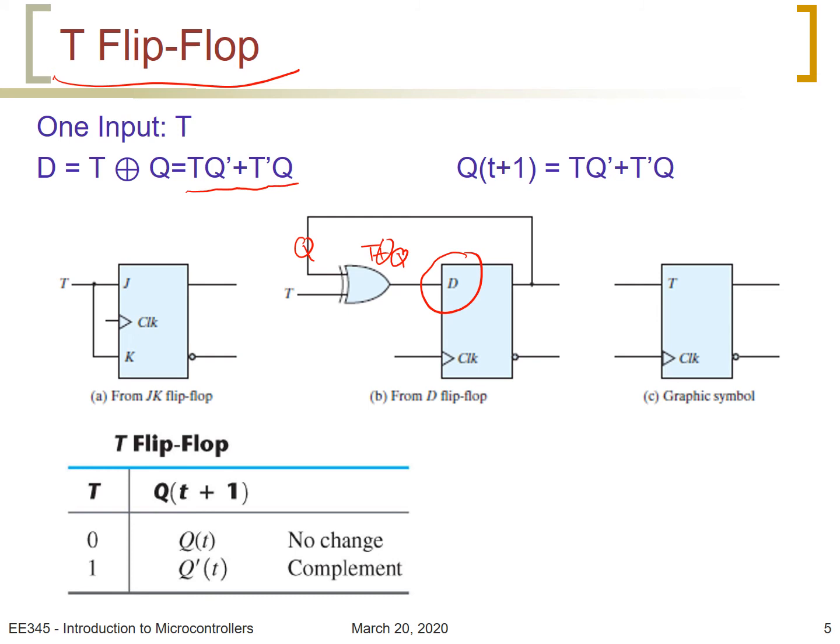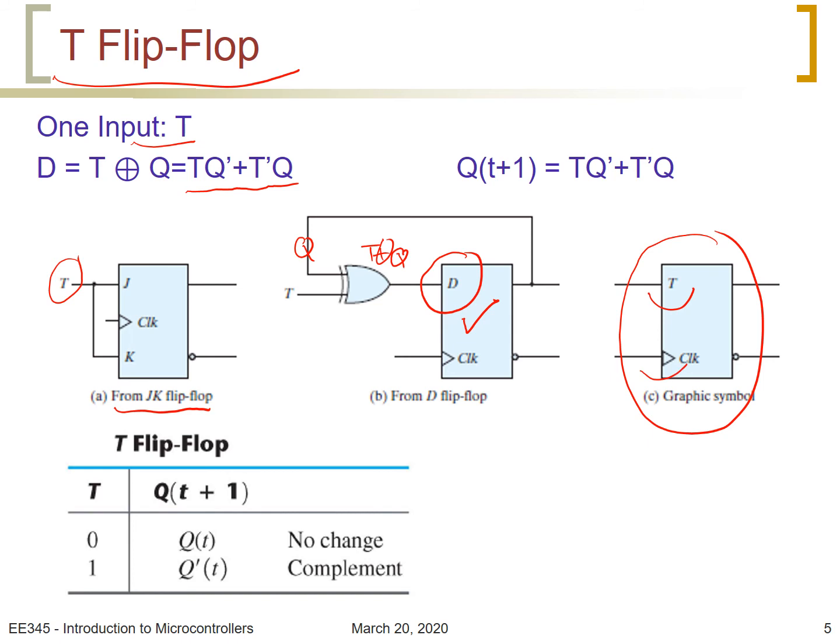And we can construct a T flip-flop from a D, as we can see here, or we can construct a T flip-flop from a JK flip-flop just by connecting the J and K together. So we input T to both J and K. And the graphic symbol is like this symbol here. We have one input T and the clock pulse.